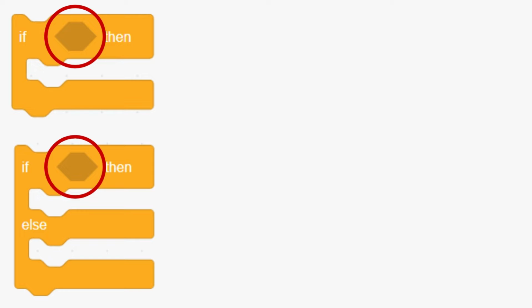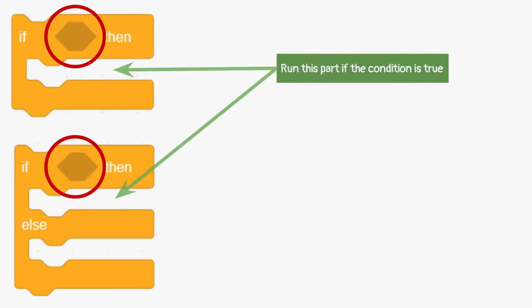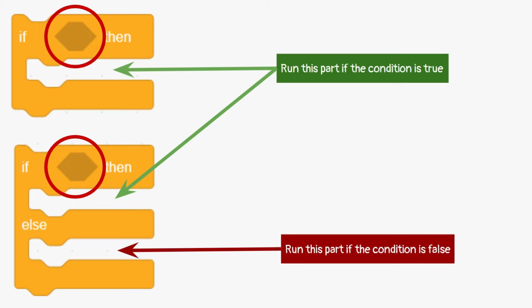This part is called the condition. If this condition is true, then the contents of this block will be executed. In if else, there is an else block. This part will be executed if the condition is false.